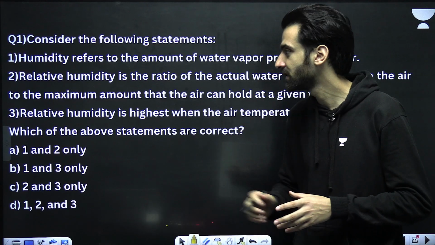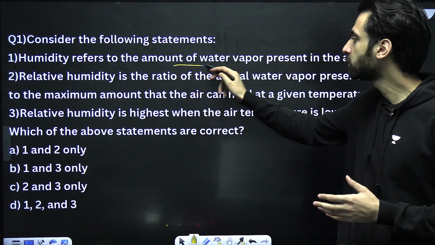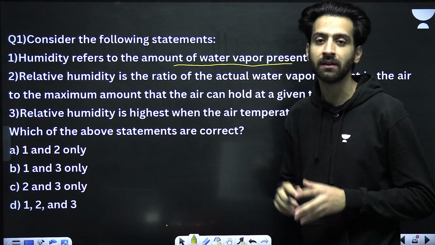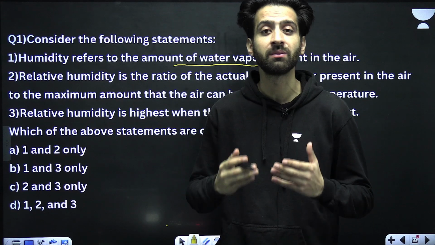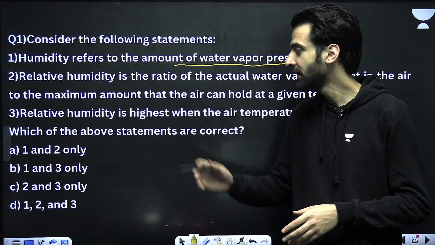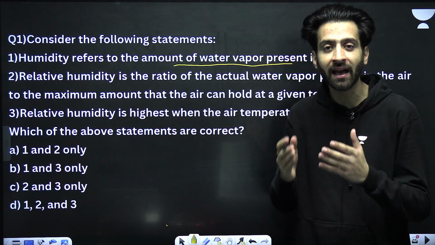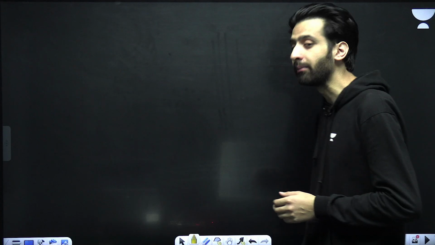Starting with the very first. What is humidity? Humidity is actually the amount of water vapor present in the air. That is true. This is factual knowledge. Now, what is relative humidity and how is relative humidity decided by the temperature? Let's try to learn that with an example.